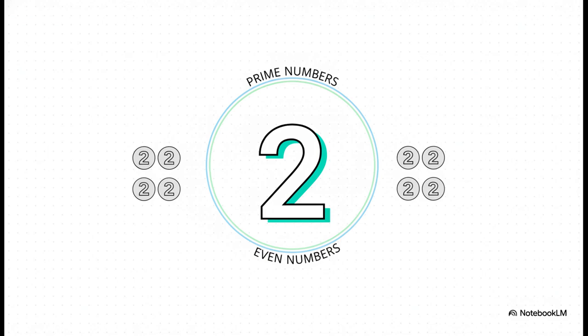Let's lock in a highly important fact for your exams right now. The number 2 is the only even prime number in existence. Think about it. Because it's an even number, it divides by 2. But because its only factors are 1 and 2, it perfectly fits the prime definition. Every other even number out there has at least 3 factors.